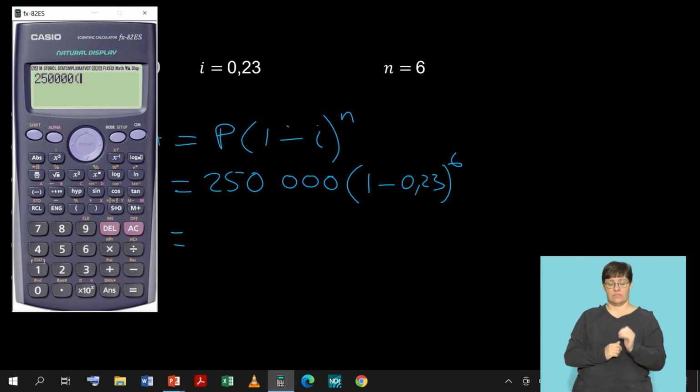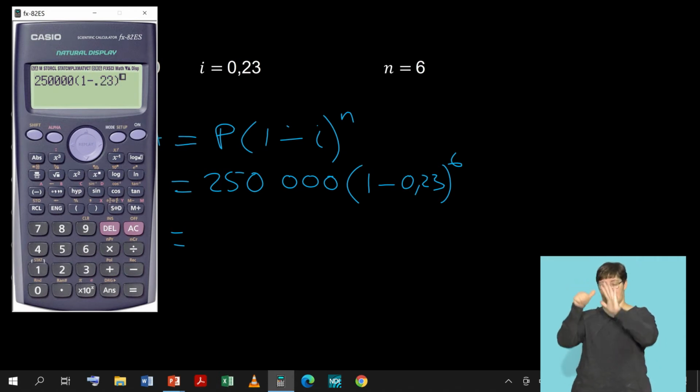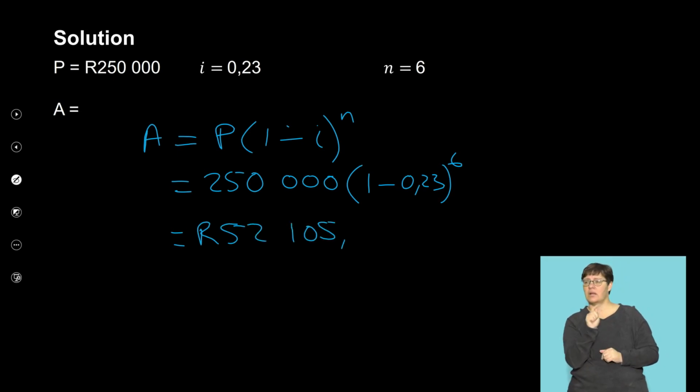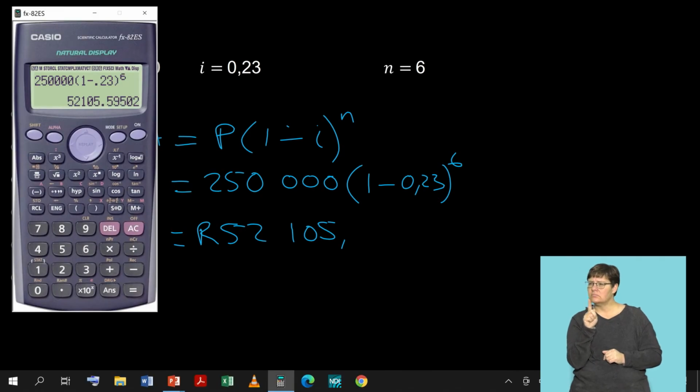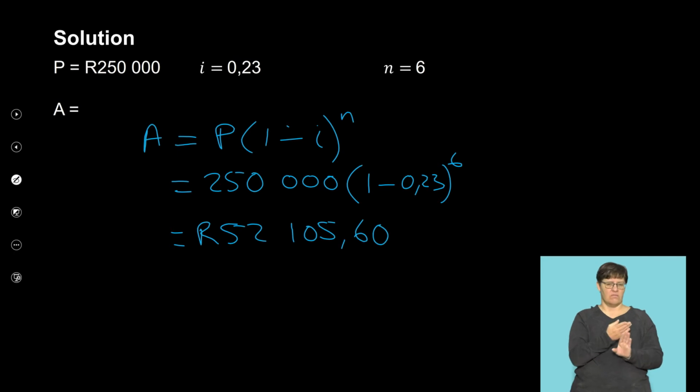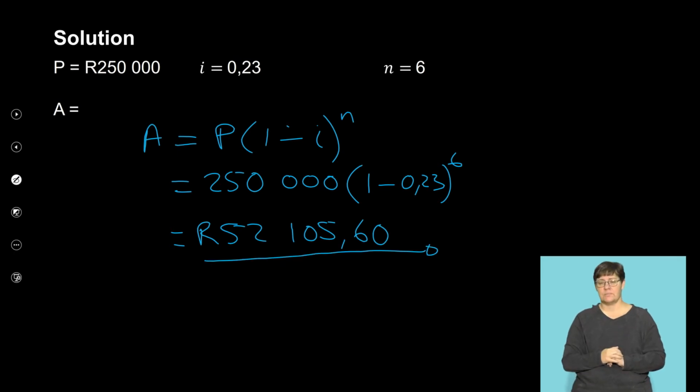And therefore, you just go straight to your calculator, and this will be 250,000 into 1 minus 0.23, all raised to the exponent of 6, and this will give me 52,105. So this will be 52,105, and let's quickly just look at the cents, 60 cents. This will be 60 cents because you need to round it off to 2 decimal places, right?